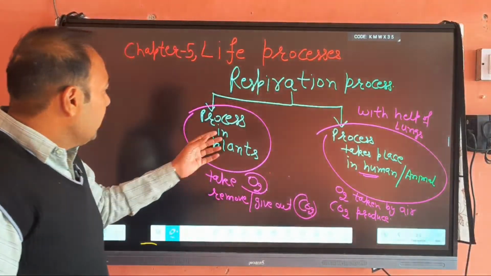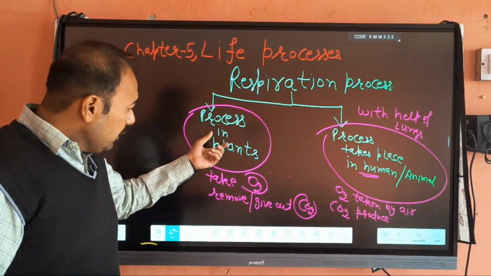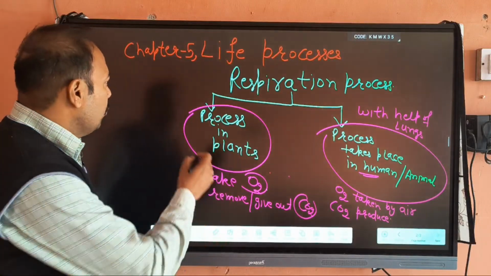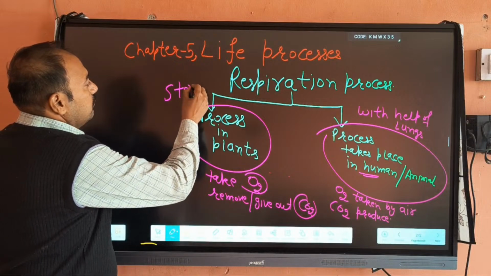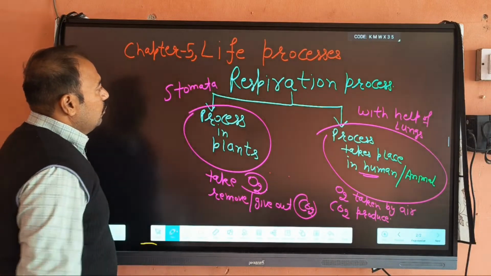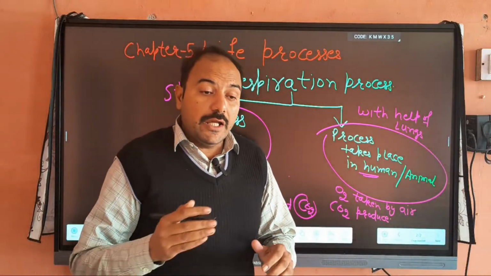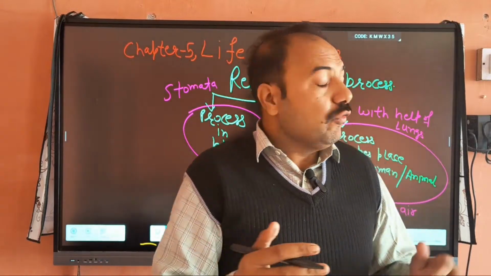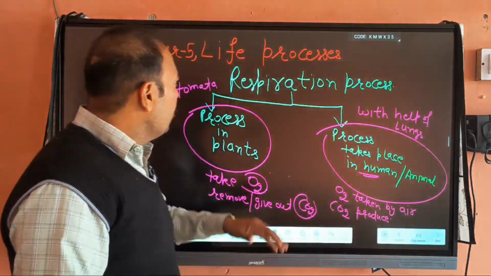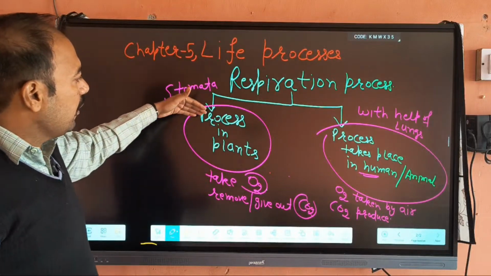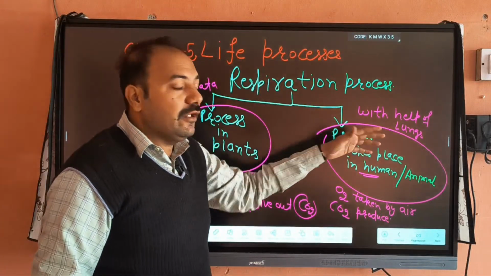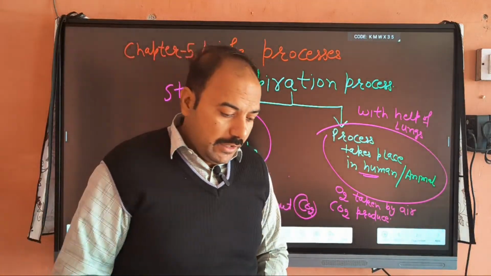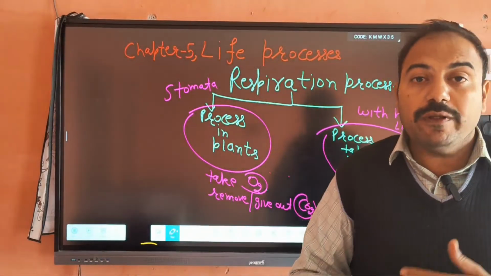And in plants, we use a different part or tissue, mainly the stomata. What are stomata? Stomata are tiny pores present in the leaf. With the help of these pores, we exchange gases. So that is the respiration process in plants and in animals and humans. And this respiration process can be divided into two types, known as aerobic and anaerobic respiration.